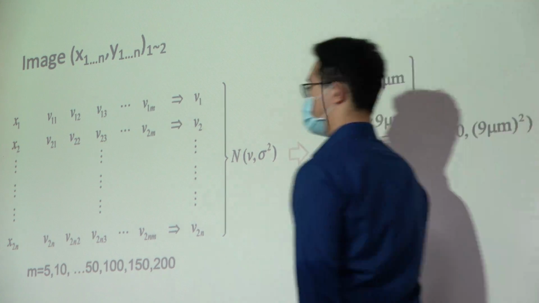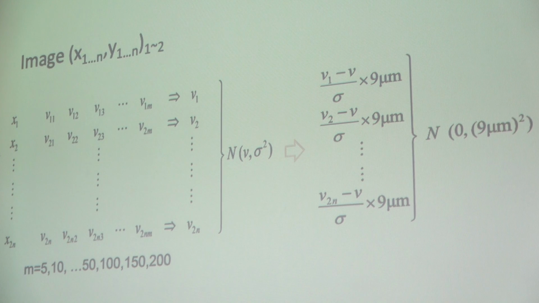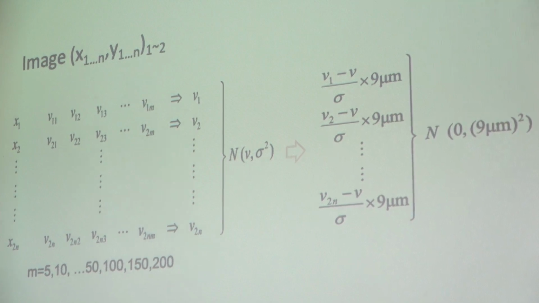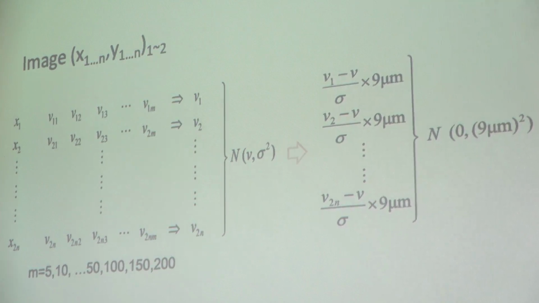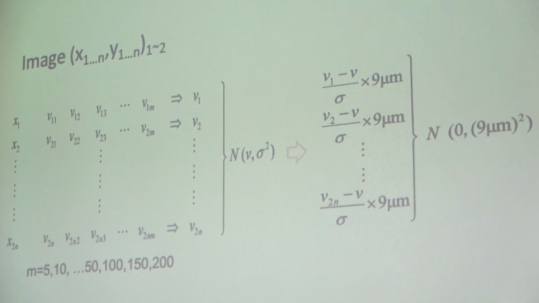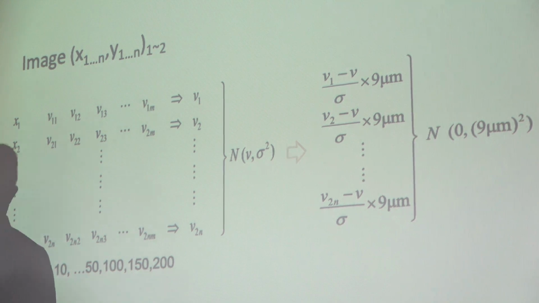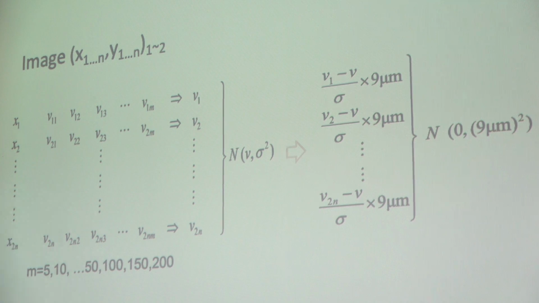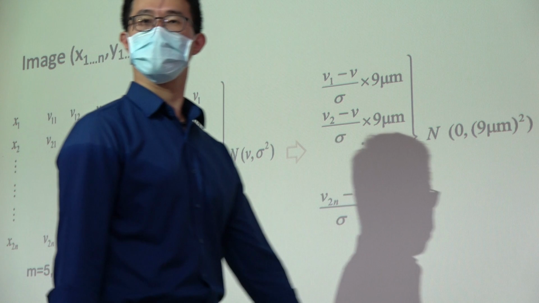So again, you have one normal distribution over here, and because it's not exactly the normal distribution that you want, you shift it and change its size, and then you have the normal distribution that you want. That's it. Okay. So this part, any question?